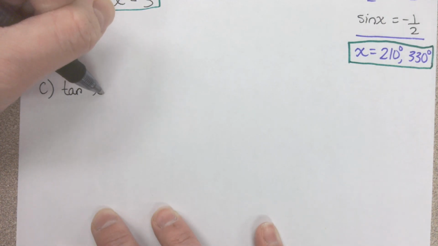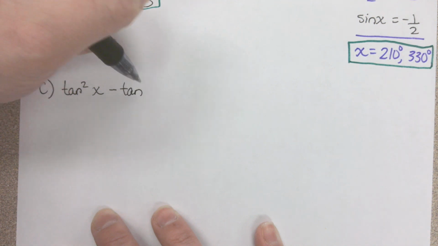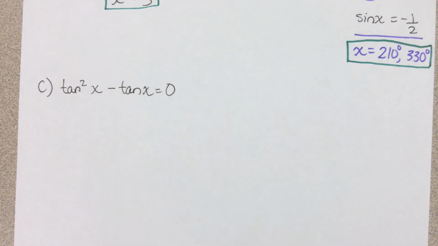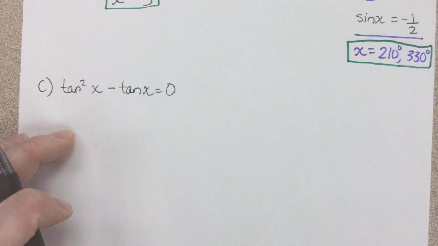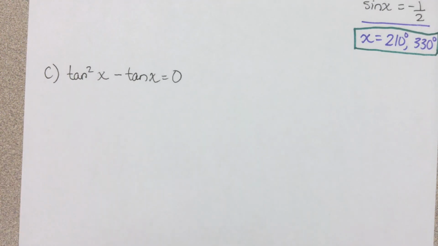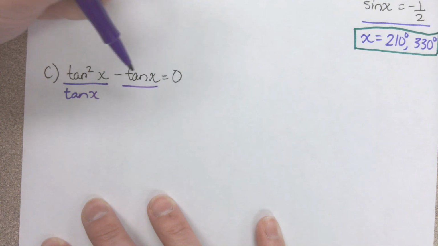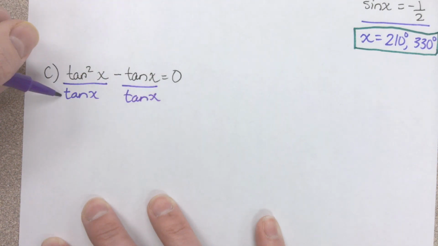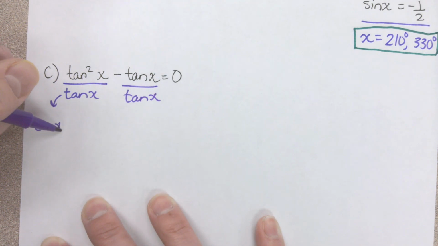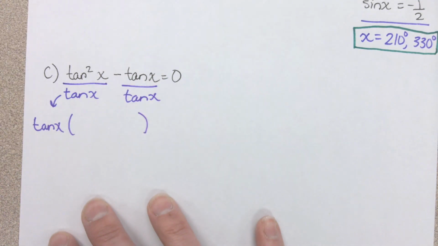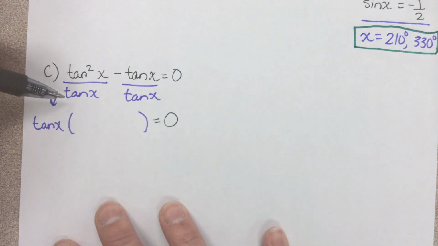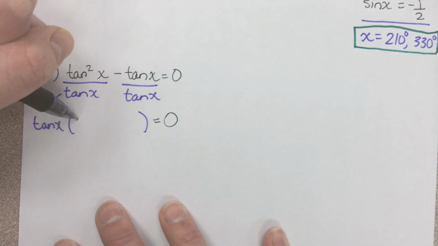Tangent squared x minus tangent of x is equal to 0. Same idea here. We have a GCF. Tangent can be pulled out of both of those. So we bring out a tangent. Tangent squared over tangent, that's just going to get rid of one of the tangents on top.